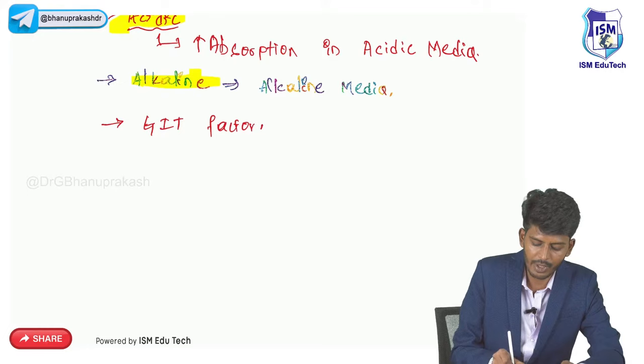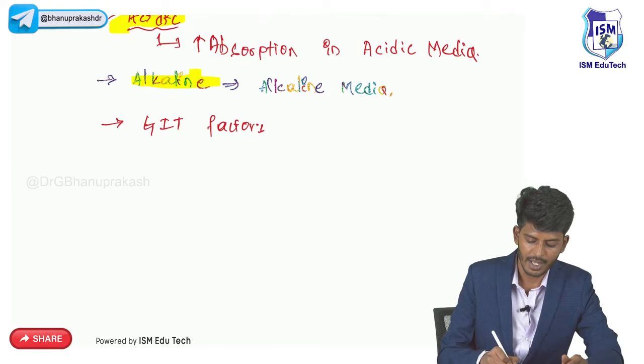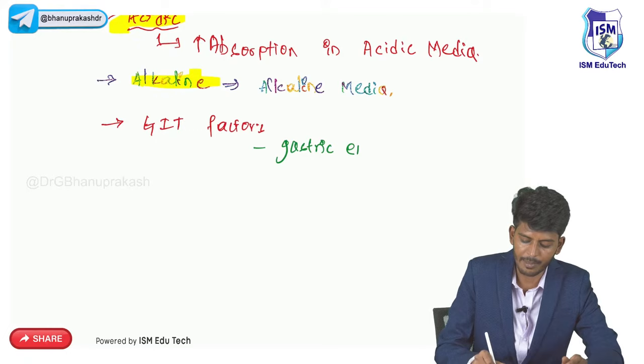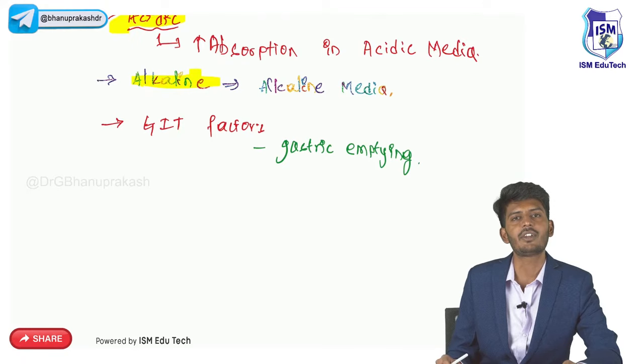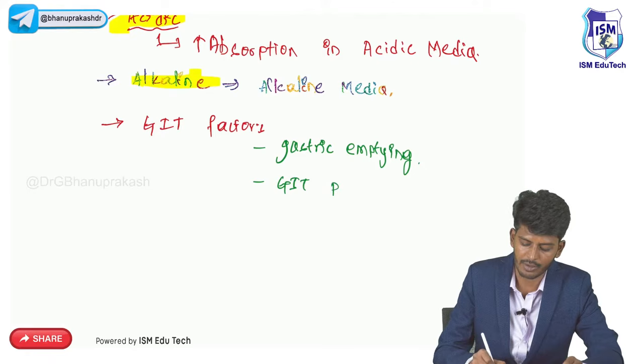What do I mean by gastrointestinal? The factors from the GIT which will affect the absorption, such as gastric emptying. When you're talking about gastric emptying, based on the nature of the drug, gastric emptying might affect the absorption. For example, GIT pathologies will also affect the absorption.